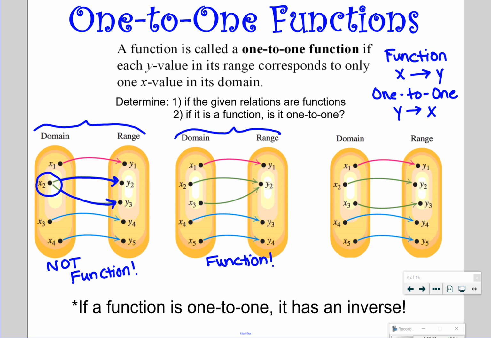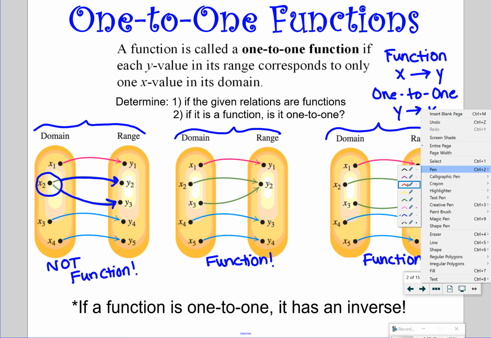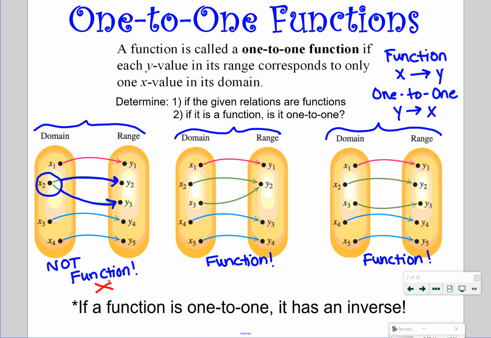And then let's look at the third one. Again, I have my domain and range elements. Again, we're looking for, does each x go to exactly one y? And the answer is yes. There's nowhere here where we have one x that goes to two different y values, so it's a function. All right, so now we want to know, are these functions one-to-one functions? Well, the first diagram isn't even a function, so we're not even worried about if it's one-to-one or not. It has to be a function first.